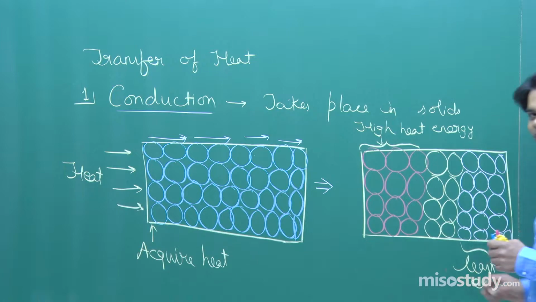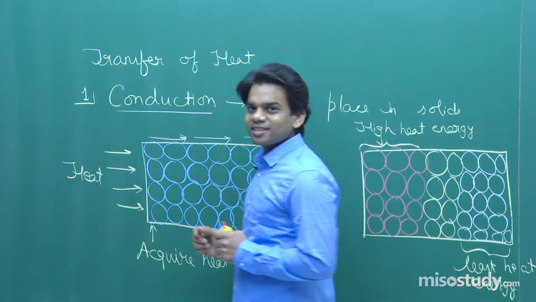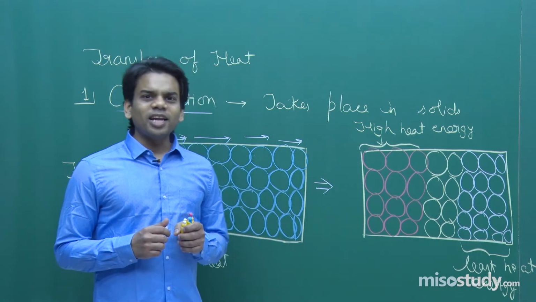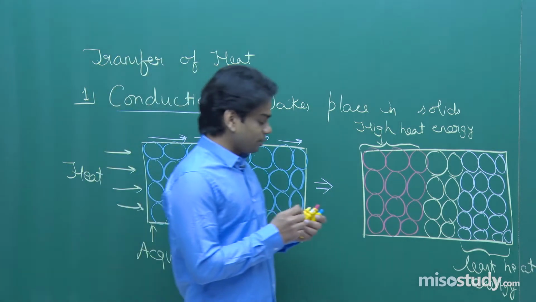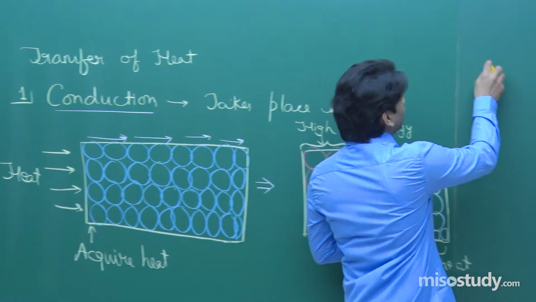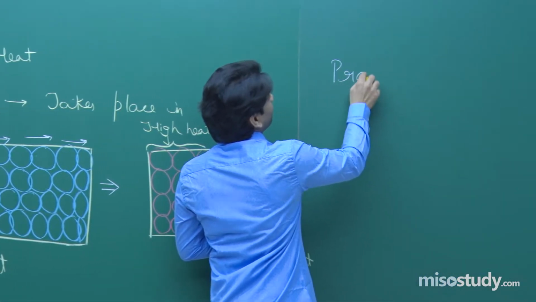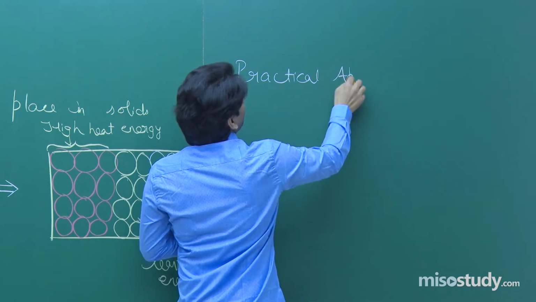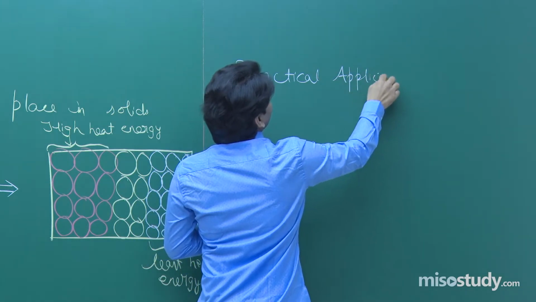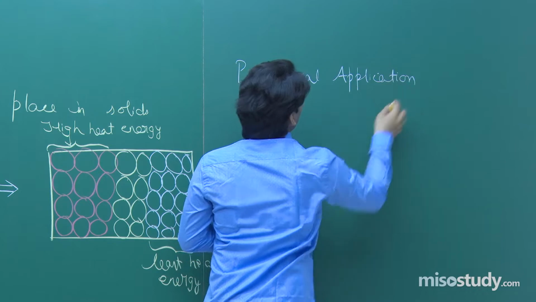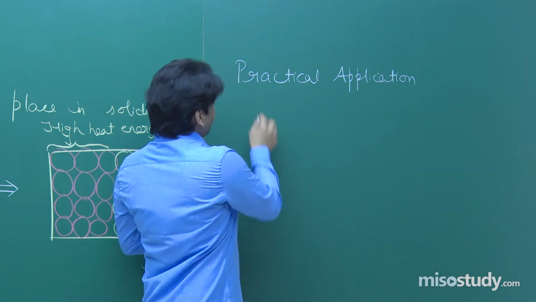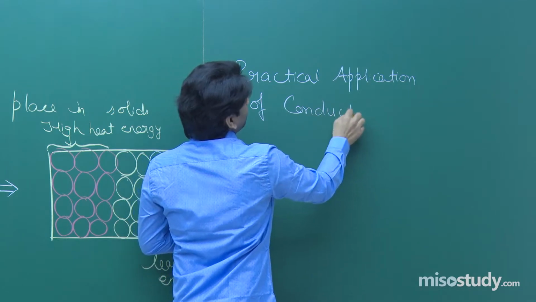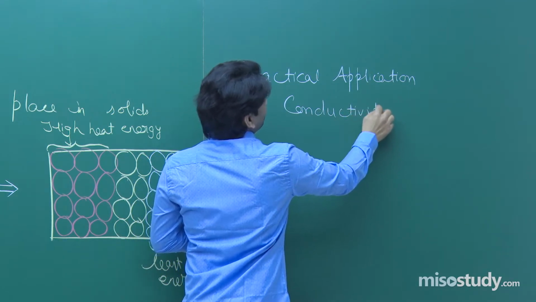So I believe that you would have understood the concept of conduction, how heat conductivity takes place in solids. Now there are many practical applications of the concept of conduction. Let me talk about the practical applications of this conductivity concept that we observe in our day-to-day life, like the kitchen utensil I mentioned just now.